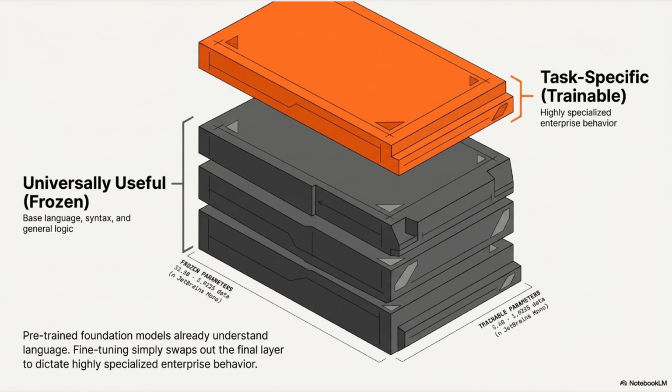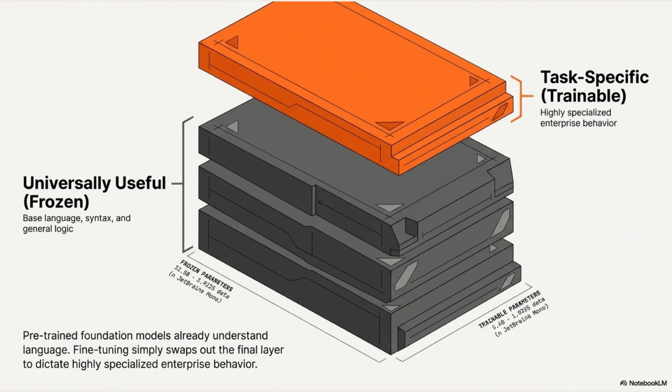At the top in orange sits the task-specific trainable layer. This is where we inject the highly specialized enterprise behavior we need. The trainable parameters here are a fraction of the total, between 6 million and 1 billion, as shown in the label at the bottom right. And that's the entire insight. Pre-trained foundation models already understand language. Fine-tuning simply swaps out or adds a final layer to dictate highly specialized enterprise behavior.